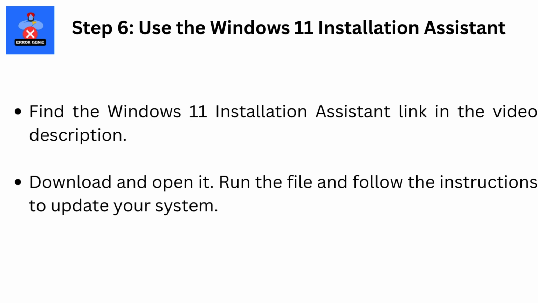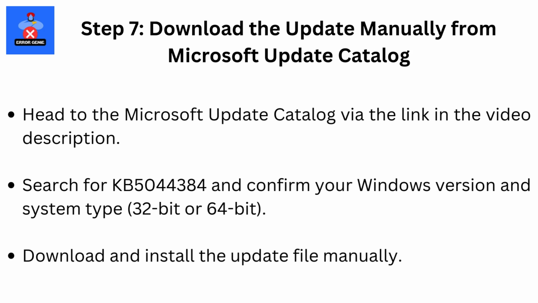Step 7. Download the update manually from Microsoft. Head to the Microsoft Update Catalog via the link in the video description. Search for KB5044384 and confirm your Windows version and system type, 32-bit or 64-bit. Download and install the update file manually.